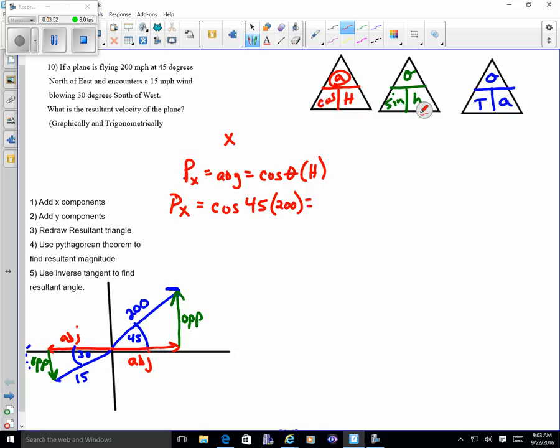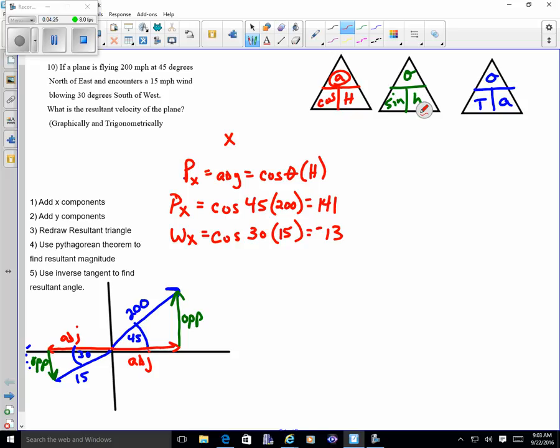I'm also going to do the same thing for the wind. So I'm going to have the W in the x direction, or the wind in the x direction, and look at the same thing. I'm looking for the adjacent side, so I'm going to cover up the A. The formula, once again, is cosine times hypotenuse. So I'm going to put the cosine of 30 times the hypotenuse, which is 15 miles an hour. And that answer ends up giving me, I'm going to round up to 13, but it's a negative 13 because it's going to the left. The first one was a positive 141 because it's going to the right.